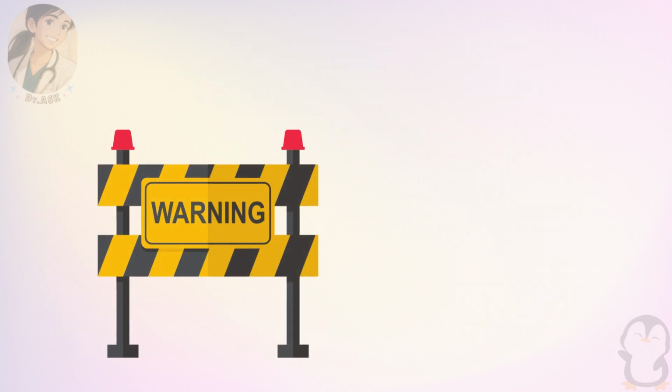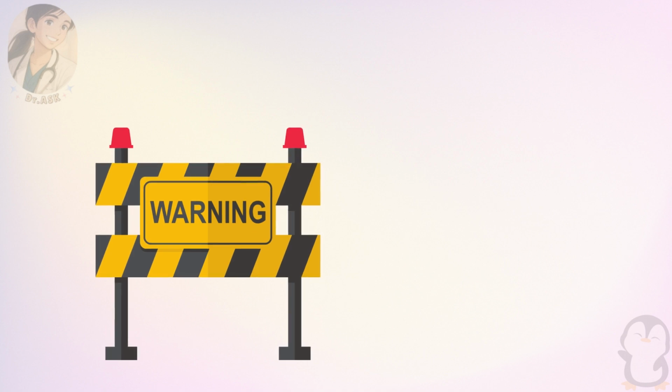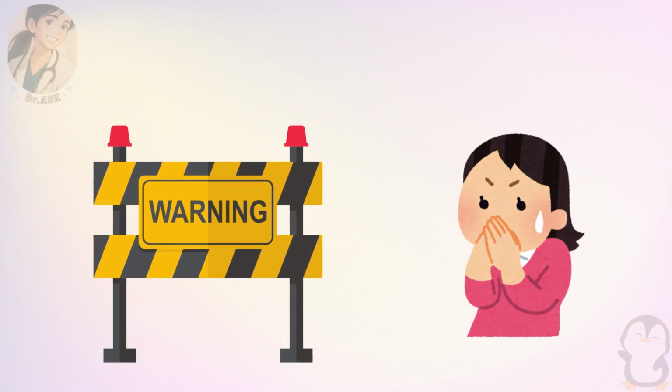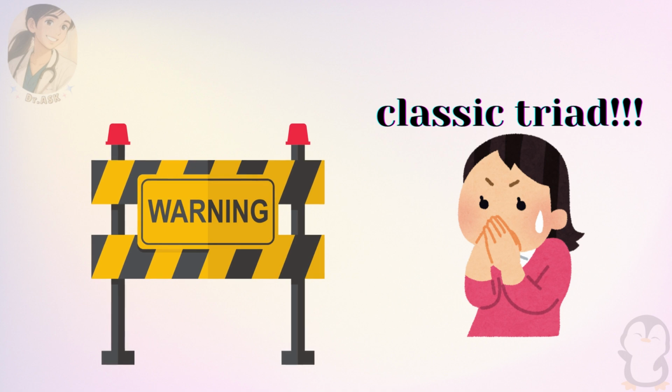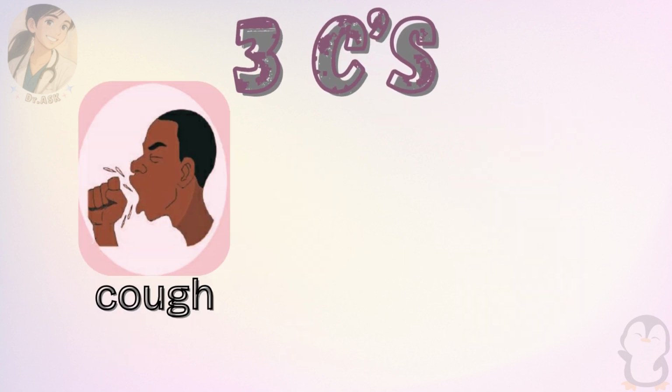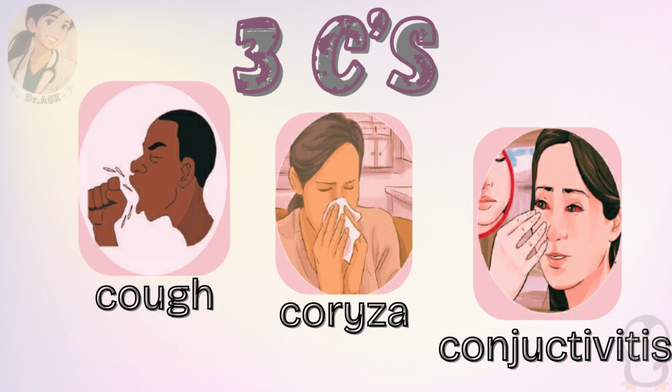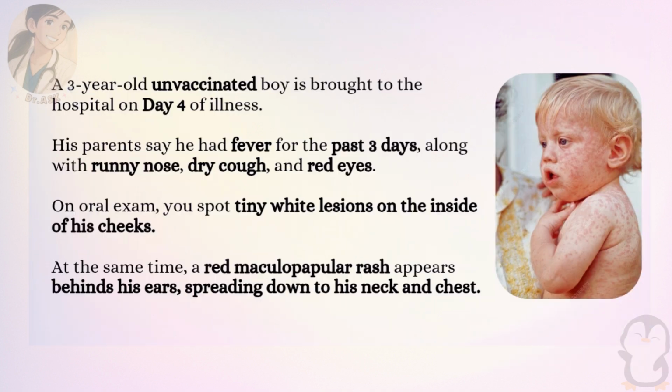Now let's look at the early warning signs. Before the rash appears, measles typically presents with the classic triad, the 3C's: cough, coryza, conjunctivitis. These prodromal symptoms are your earliest clinical clues.